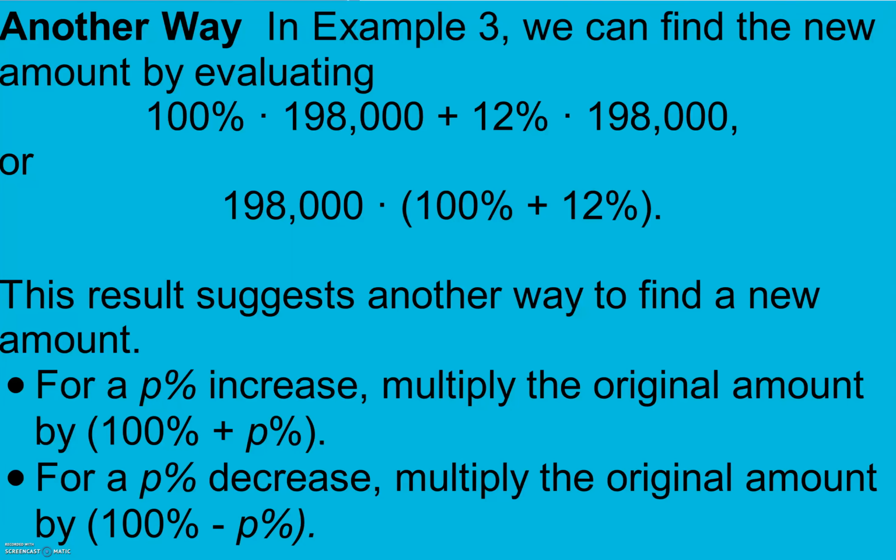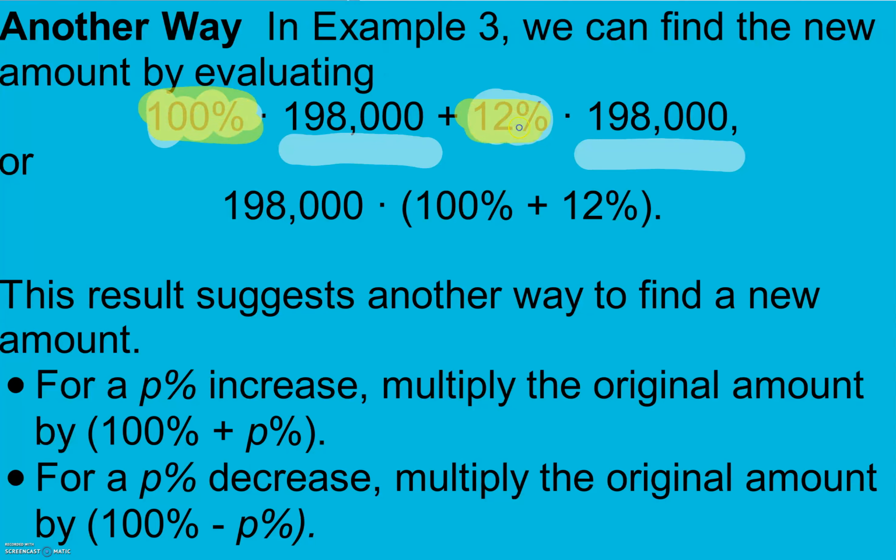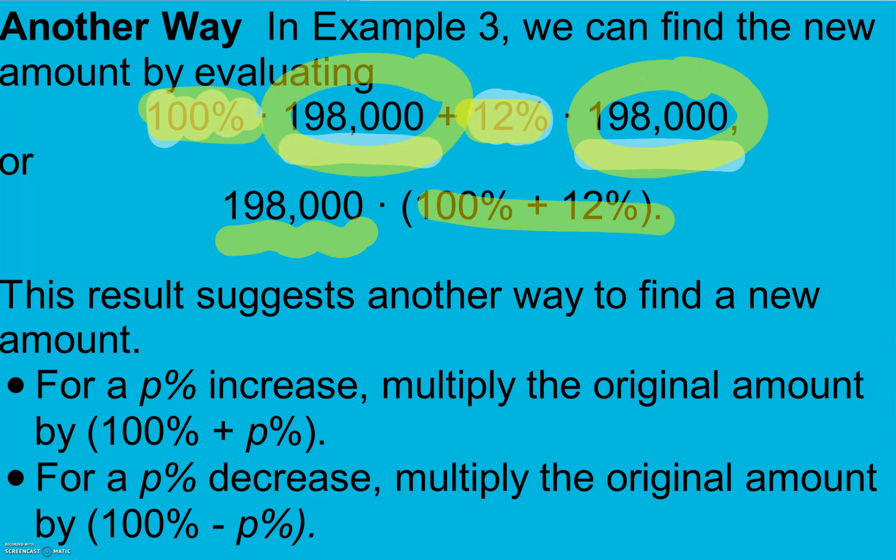Continuing on in section 7.5 here, in example 3, we can find the new amount by evaluating things a little bit differently. So we can take 100% of our original amount. And since we increased it by 12%, we're going to add on 12% of the original amount. Another way of doing that, guys, is by taking our percents and adding them together and then multiplying by our original. Since we multiplied here and here by that original, we can just multiply once and add our percents together first and then multiply. So here's another way of doing those last few problems.